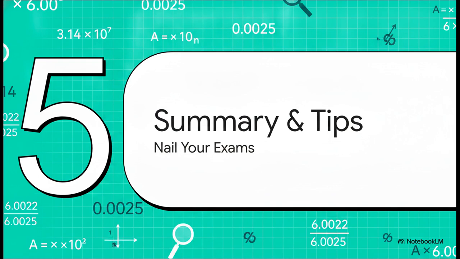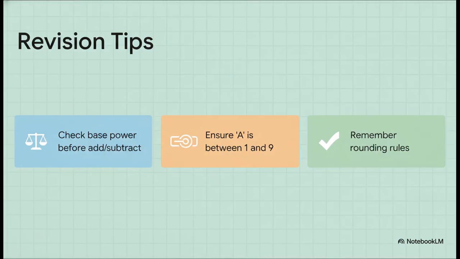Section 5. Chapter Summary and Tips. Let's wrap this up with a quick review to lock in all this learning for your exams. Here are the core takeaways and the most common pitfalls you want to avoid. First, whenever you add or subtract standard form numbers, always double check that you've manipulated them to have the exact same base power of 10.